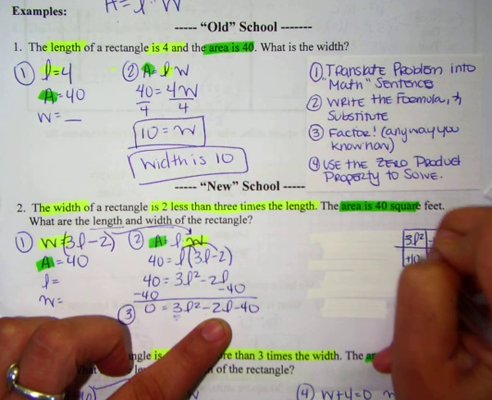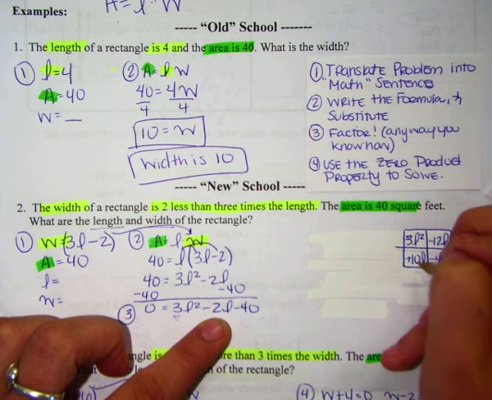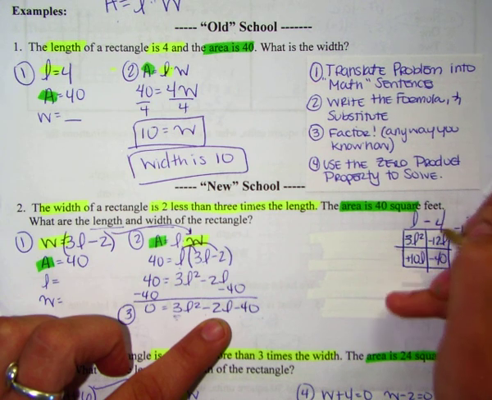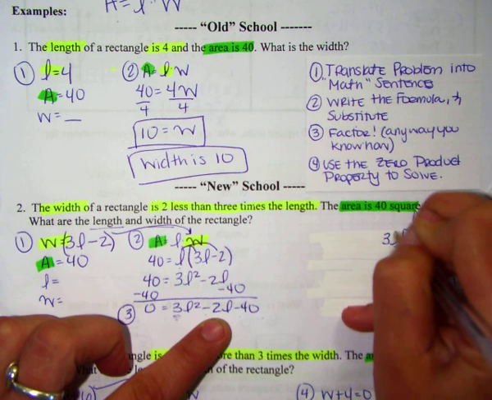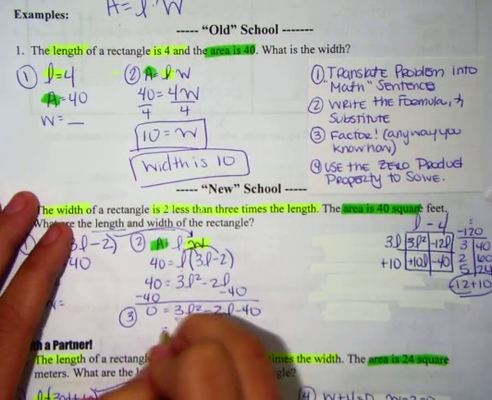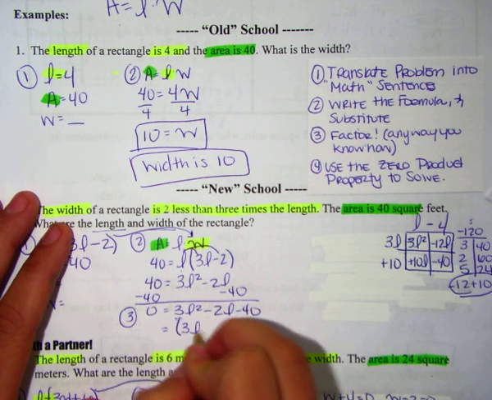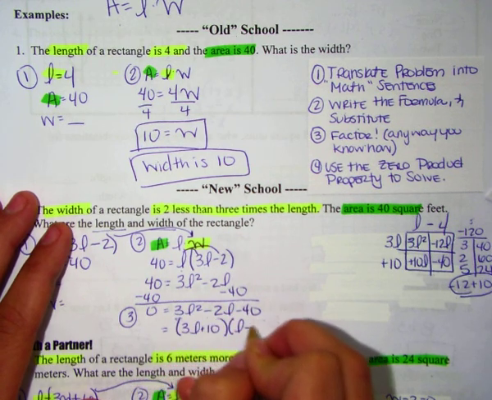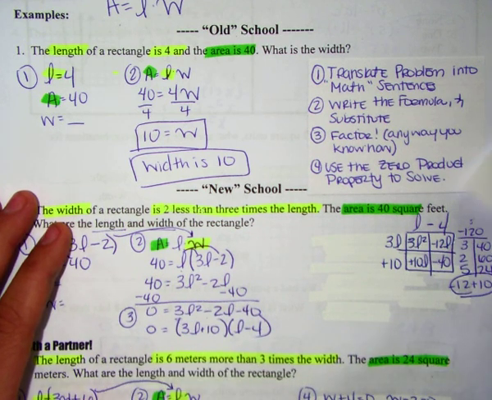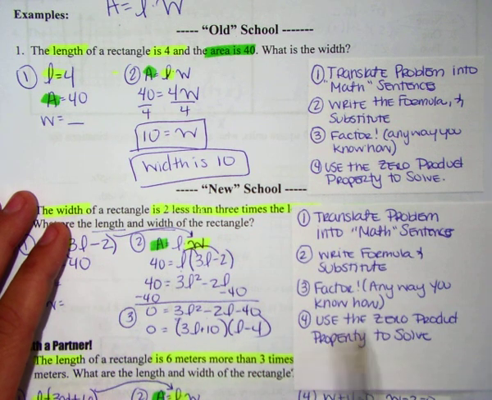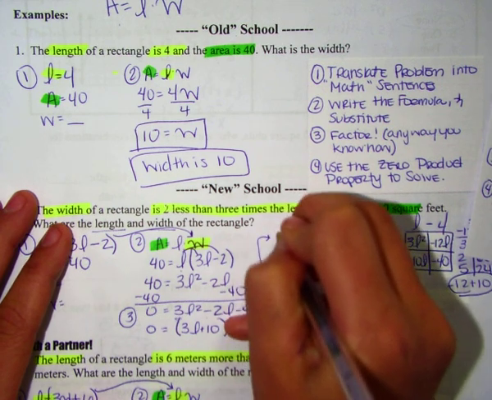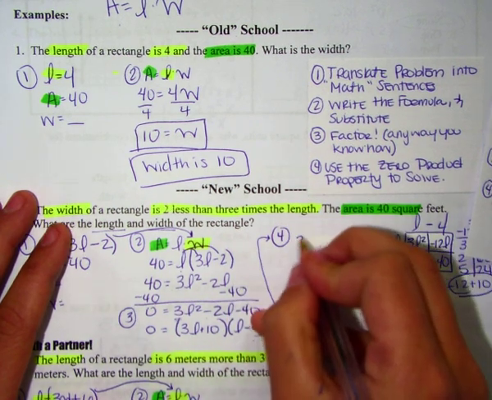Negative 12L, positive 10L. Take out the GCFs. This is just an L. Negative, they're both divisible by 4. Both divisible by 3L. Both divisible by 10. So this is 3L plus 10, L minus 4. Okay, so I factored it. Step 4 is to use the zero product property to solve. So what that means is we're going to set each factor equal to 0.